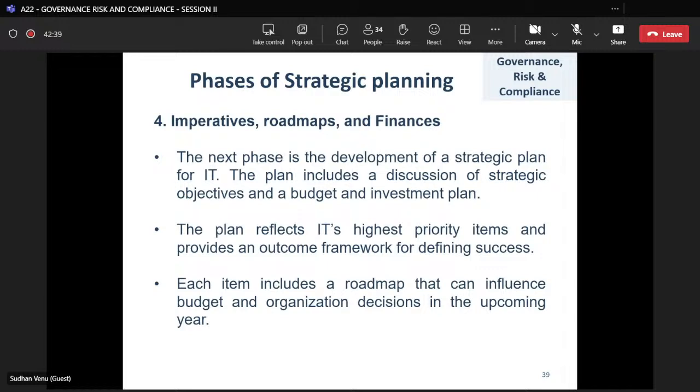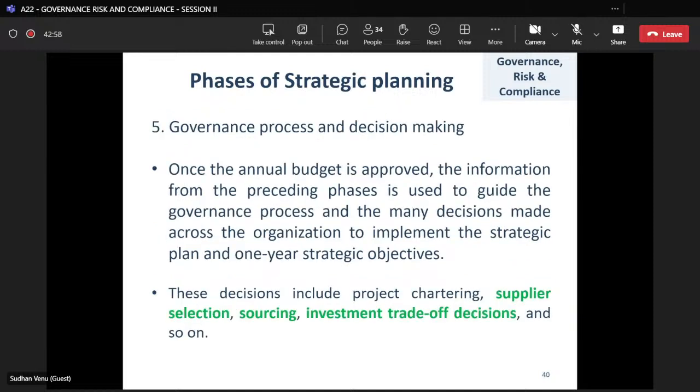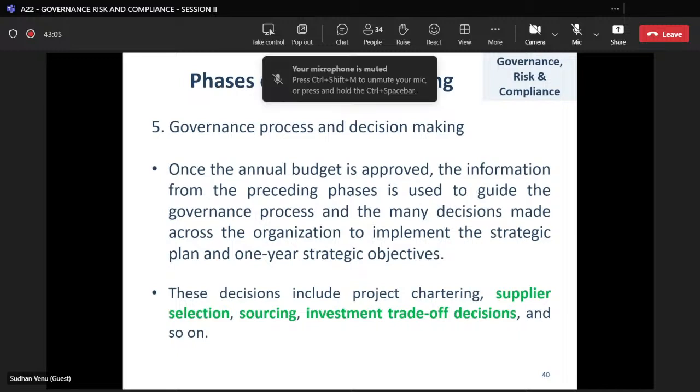It's a planning stage, and it will be in the plan that reflects the IT highest priority items and how to provide the outcome framework to define the success, and the roadmap which will carry influence on the budget and the organization's decisions in terms of upcoming years, and the governance process and decision making.